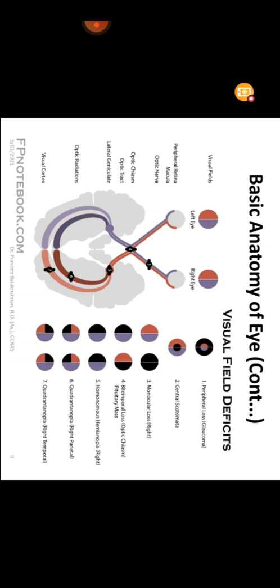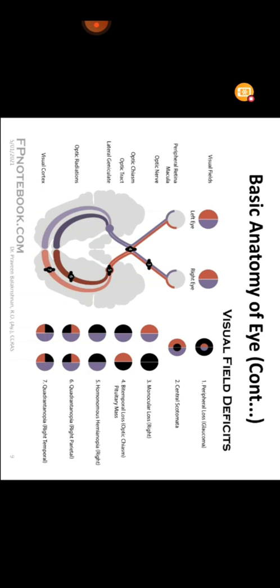Suppose a patient comes to you with a homonymous hemianopia on the right side, marked 5. You can see that the vision will be affected in the area of 5. That is, there will be a lesion in the lateral geniculate body.